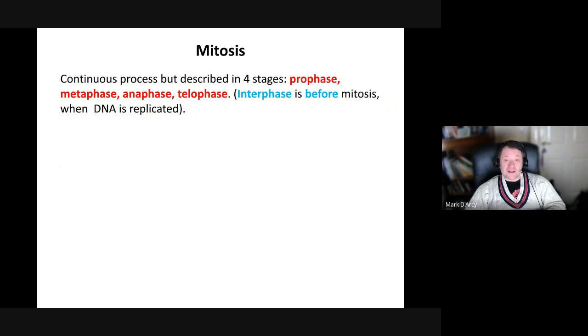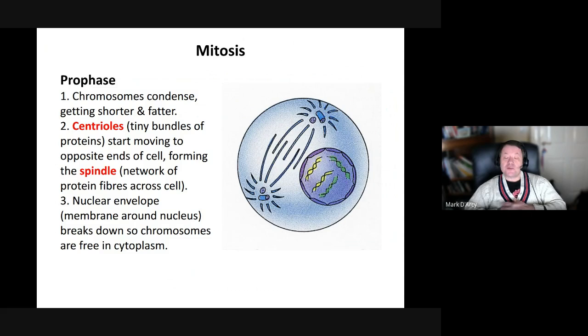So new organisms are genetically identical to the parent. Now, mitosis is a continuous process, but we divide it for ease into 4 stages: prophase, metaphase, anaphase, and telophase. Here is prophase. So here we have a simplified cell. We can see that we have the nucleus with the nuclear membrane and the chromosomes within it. And we have 2 centrioles with spindle fibers extending from them.